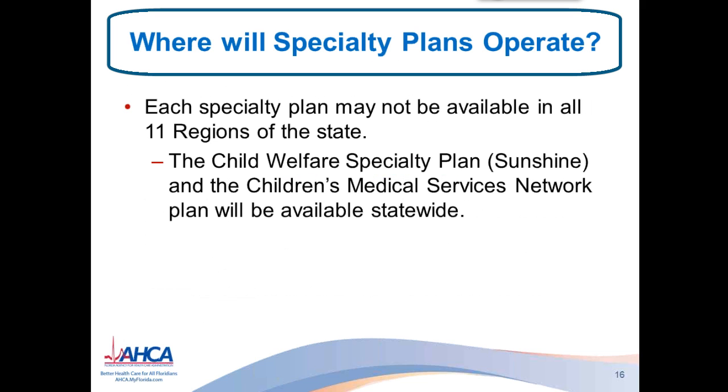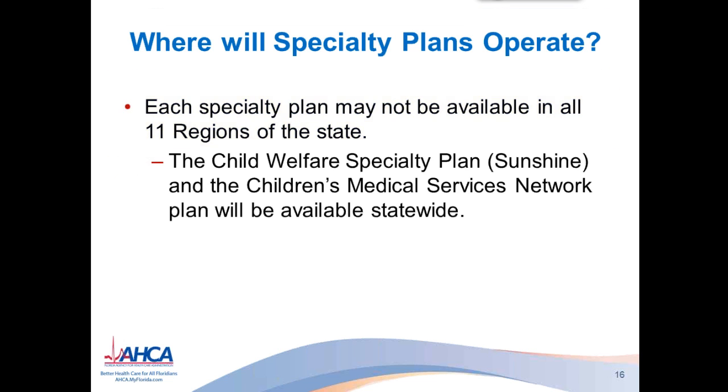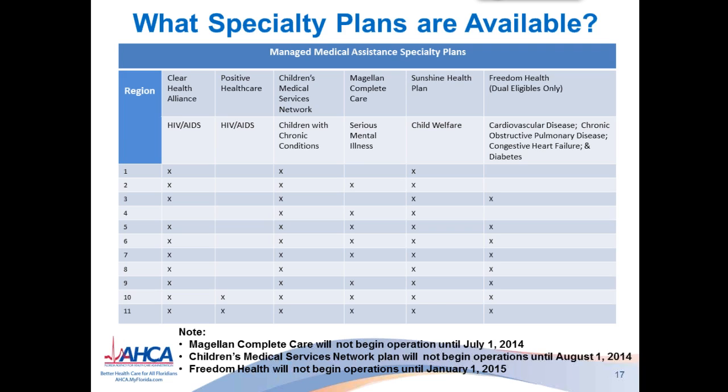Where will specialty plans operate? Each specialty plan may not be available in all 11 regions of the state. The Child Welfare Specialty Plan, which is operated by Sunshine, and the Children's Medical Services Network plan will be available statewide. What specialty plans are available?